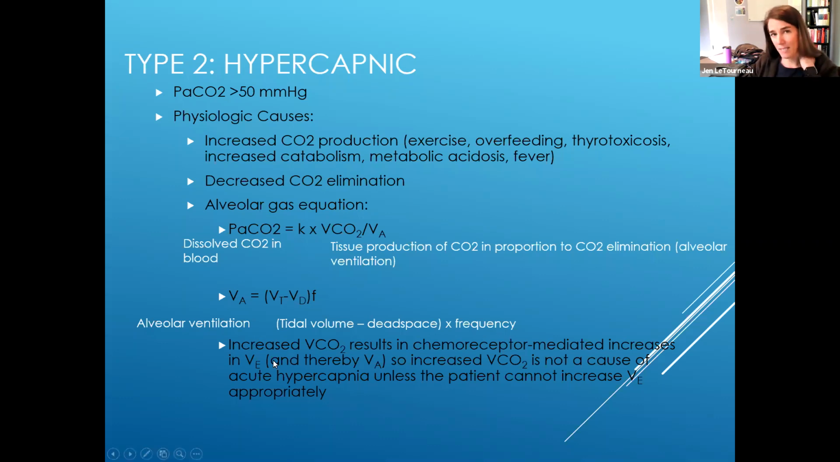And it's important to keep in mind that if you have increased CO2 production, usually your body is going to get acidemic. That's going to tell your medulla, hey, you need to breathe faster. And so you actually will increase the frequency and hence alveolar ventilation. So it's really uncommon for increased CO2 production to be a cause of acute hypercapnia, unless there's some reason why the patient can't increase their minute ventilation appropriately, which could be because they're paralyzed or sedated, or they had a big stroke or something else.